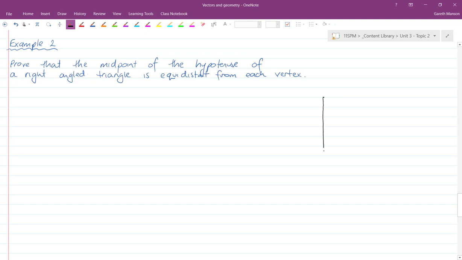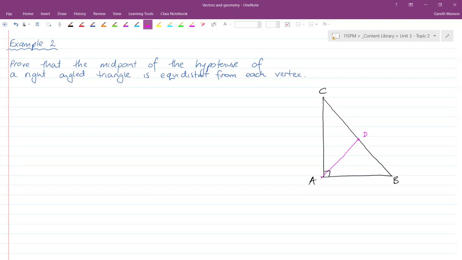So here's my diagram, and it's a right-angled triangle, and I've missed it. There, let's try that again. Okay, there we go. Right-angled triangle, that's a right angle, which is not as important on a diagram, but it's going to lead me to a dot product kind of situation. And I'm going to call this A, B, C. And then I need a point that's my midpoint. So I'll do that in a different colour. That's here. We'll call this D. And I need to prove that D is equidistant from A, C, and B.